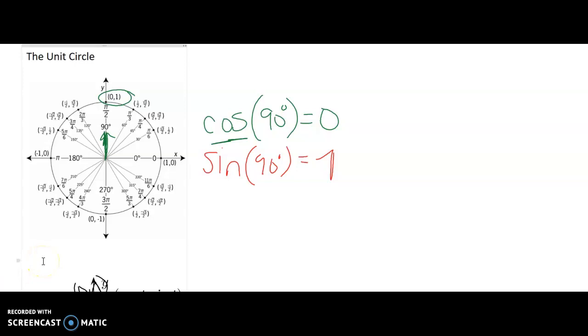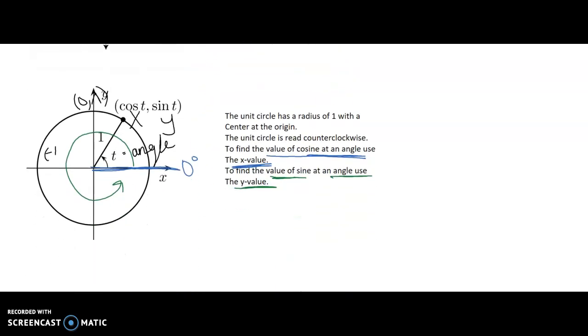I hope you guys semi understood what it is. It is confusing, but don't get overwhelmed. Just kind of try to be able to answer these type of questions right here. You want to be able to look at the unit circle and answer what these are. You want to know the properties of the unit circle. The unit circle has a radius of 1 with a center at the origin. You read the unit circle counterclockwise, and you want to know that cosine is the x value and sine is the y value.